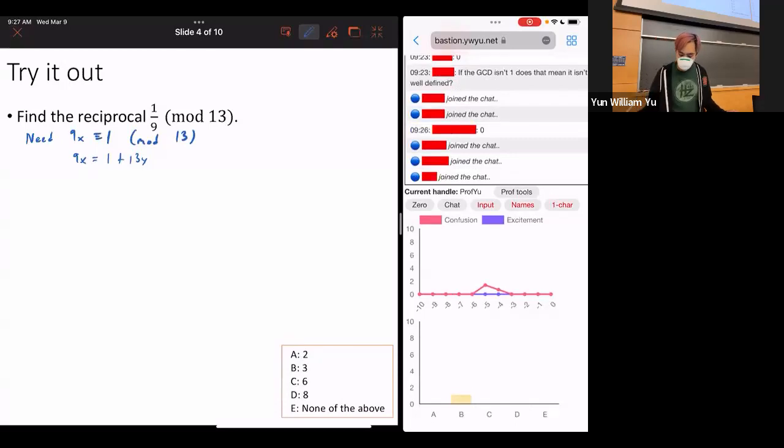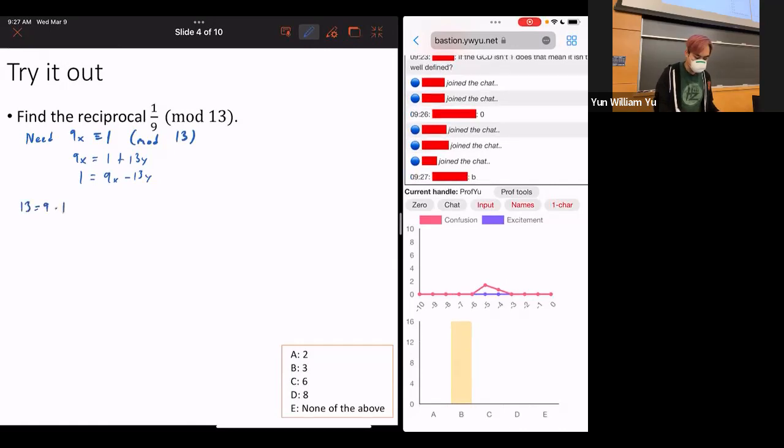Okay, so we're starting to get answers. We got one or two answers. While you guys keep on working, let me just follow through as well. So 1 is equal to 9x minus 13y. So you need a combination of 9 and 13. Well, 13 is equal to 9 times 1 plus 4. 9 is equal to 4 times 2 plus 1. 4 is equal to 4 times 1. So, therefore, you have 1 is equal to 9 minus 4 times 2. And 1 is equal to 9 minus (13 minus 9) times 2. So 1 is equal to 9 times 3 minus 13 times 2.